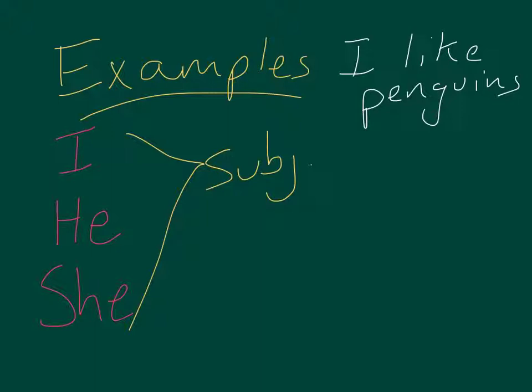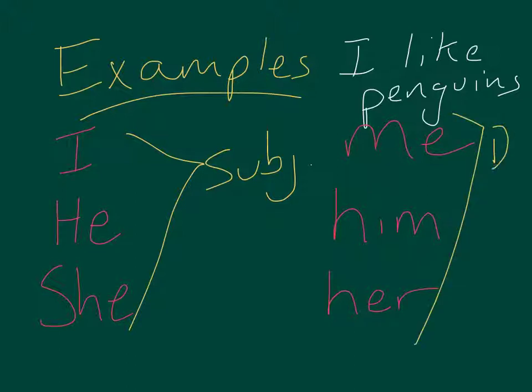I wouldn't say the penguins like I. No, I would say the penguins like me. Similarly, he likes penguins. I wouldn't say penguins like he. I would say penguins like him. Penguins like she? No, penguins like her. So this is an example of the case system in English, where subjects are represented by the pronouns I, he, and she, and direct objects are represented by the pronouns me, him, and her.